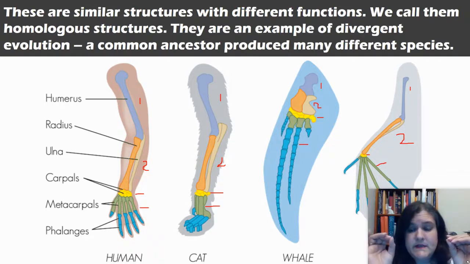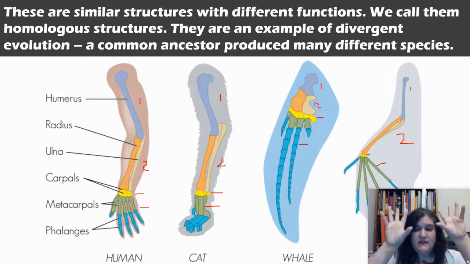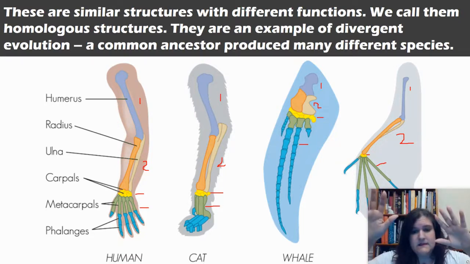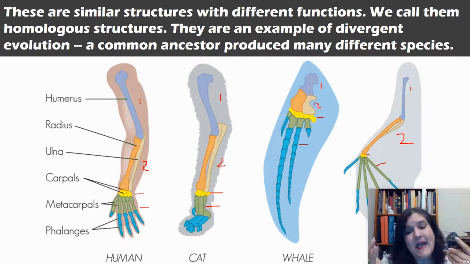They all use them in different ways. So the human uses their arms to lift things and to move things. The cat uses them to walk. The whale uses it to swim. The bat uses theirs to fly. But they all have the same structure. These are similar structures, but with different functions.